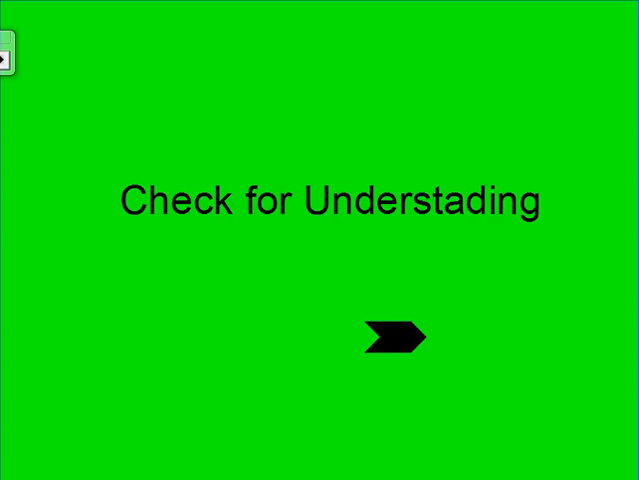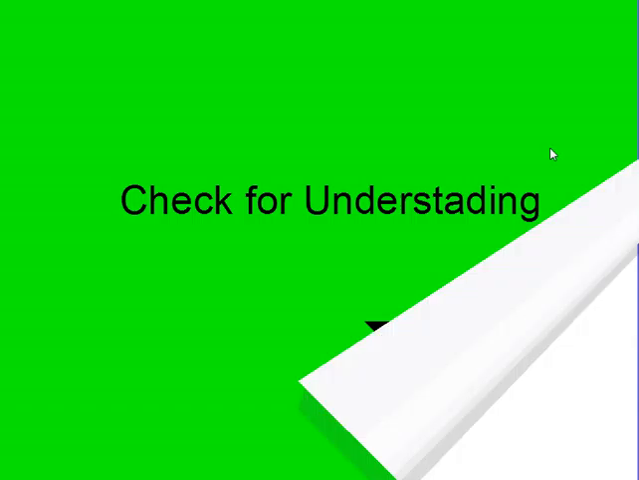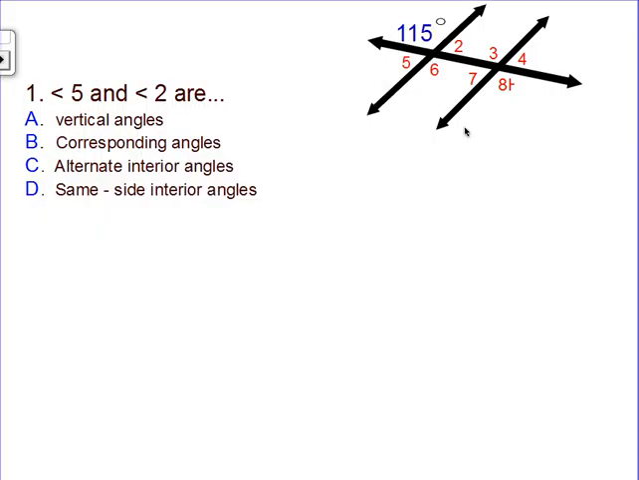Alright, so we're going to do a couple quick example problems just to make sure that we're all on the same page here. Angle 5 and angle 2 are... what I'd like you to do is pause the video at this time, answer the question, and then you can check your answer. Okay, so you should have said that angle 5 and angle 2 are vertical angles. Look at their position in the diagram. They are kind of across from each other, they're vertical angles.